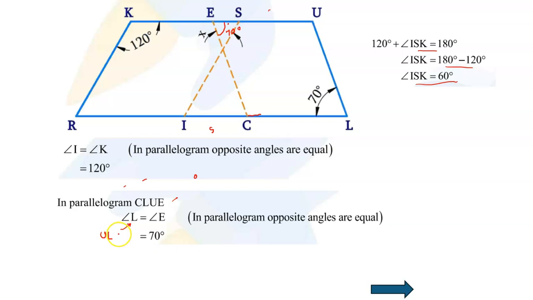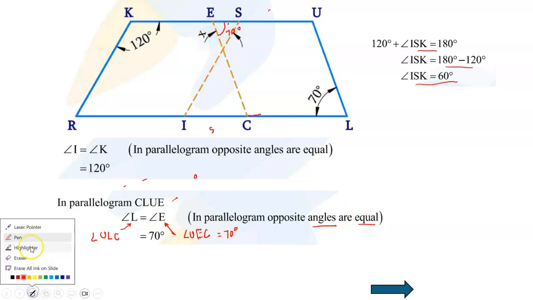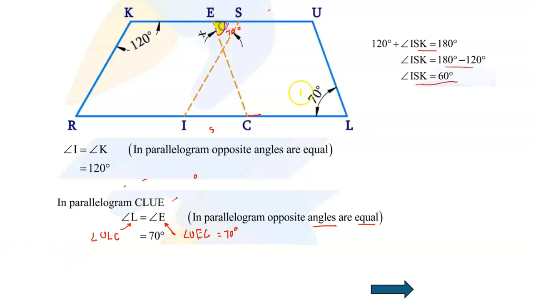ULC, sorry, ULC, both are equal. And which will be E here? E means it will be UEC. Angle UEC. This is the angle we are having over here. So this is equal to 70 degrees, because of the property that opposite angles are equal. These are the opposite angles. So if I highlight this, if you observe this angle and this angle, it is becoming 70 degrees here.